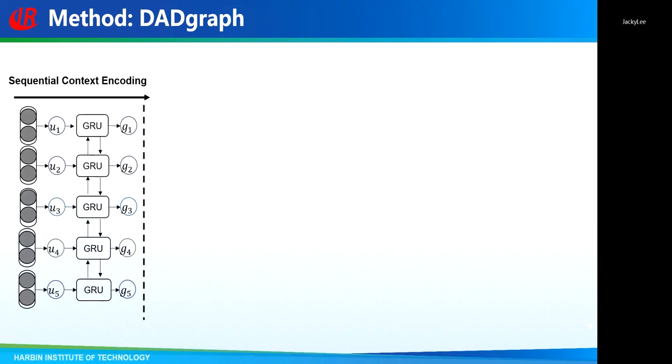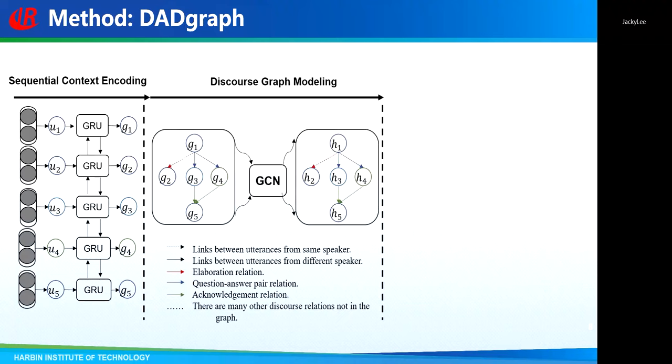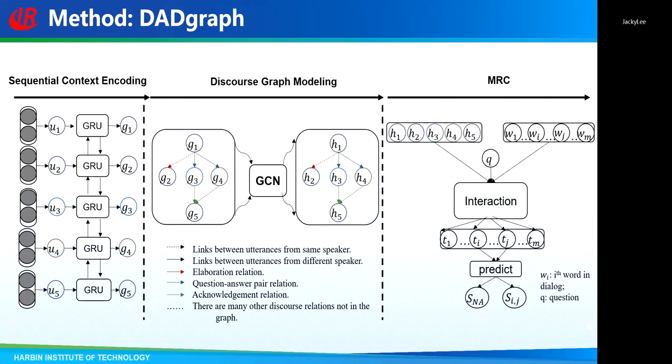Here is our model, DADgraph. It consists of 3 parts. The first part is sequential context encoding, the second is discourse graph modeling, and the 3rd part is the MRC module. I will introduce each part respectively.